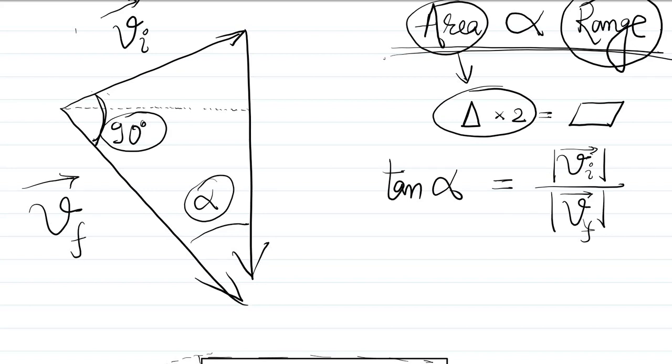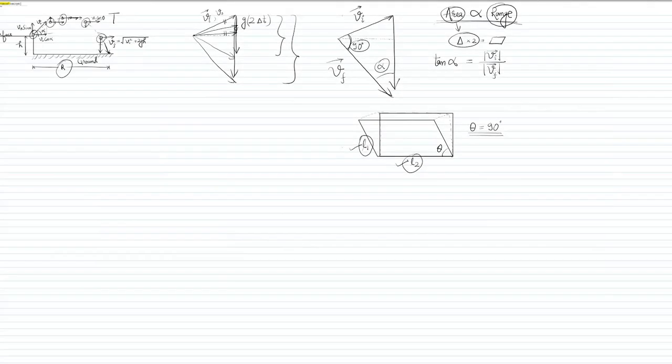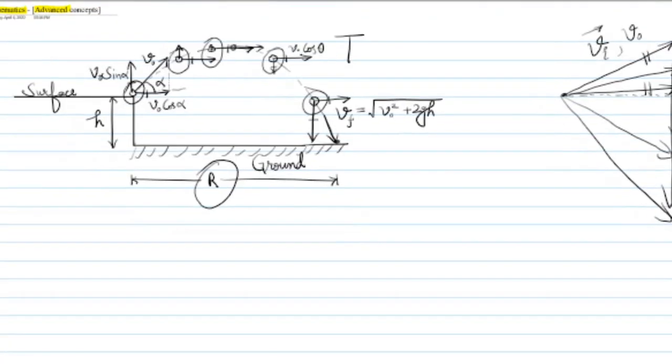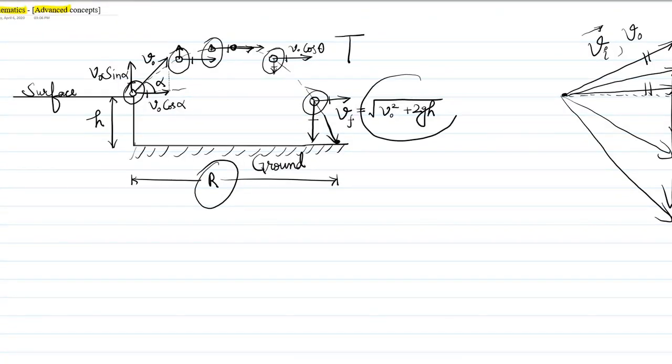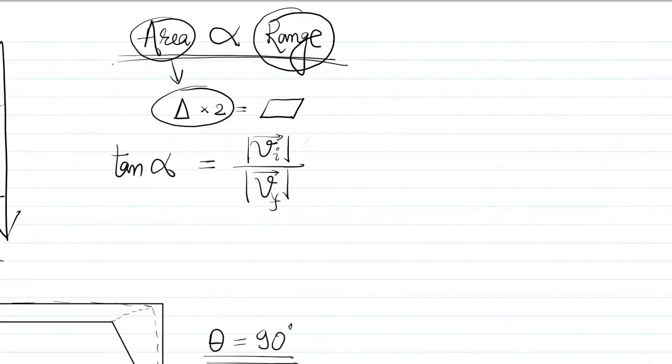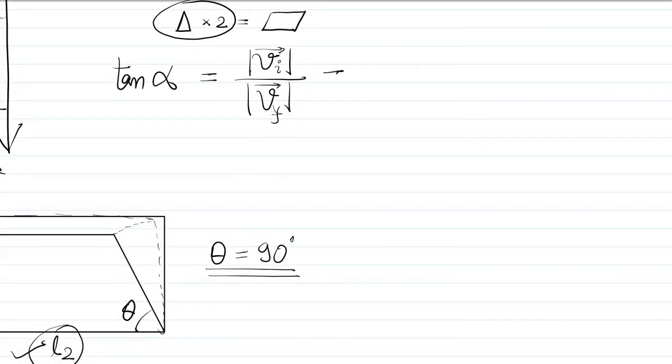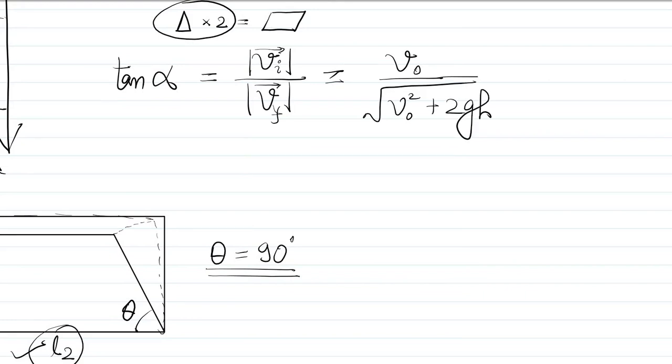And the values of initial velocity magnitude and final velocity magnitude, we have already determined from the energy conservation principle as the square root of V0 squared plus 2gh, and initial velocity had a magnitude of V0. So we are directly using it to say tan alpha must be equal to V0 divided by the square root of V0 squared plus 2gh. So this is the angle of projection. This is the angle of projection for which the range is going to remain maximum.